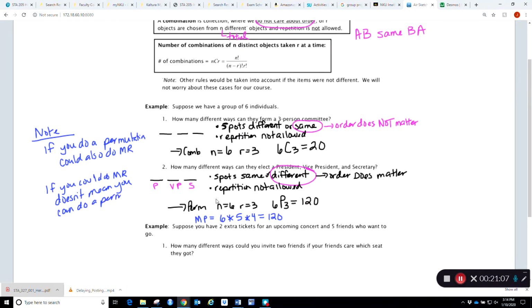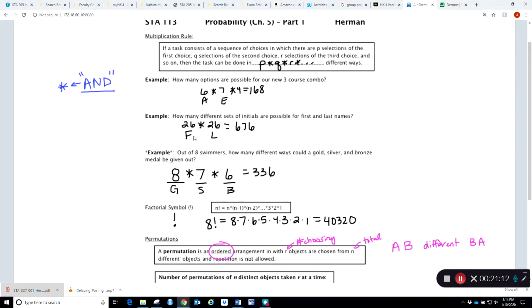Now, why? Well, let's go back and look at our one example here where we chose the letters in our names. In order for a permutation to have worked there, repetition would not be allowed. That would mean that you cannot have the same initial for first name and last name, that they would have to be different. That's not true for first and last name. You can have the same first and last initial. So that's an example where we would have to use the multiplication rule and could not use a permutation for it.